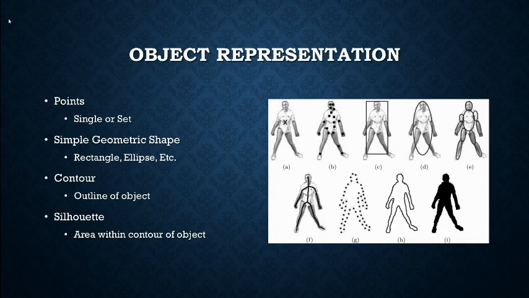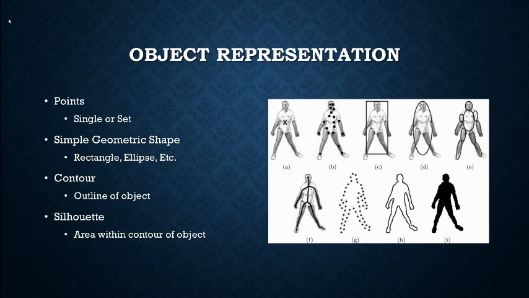Now, when it comes to object representation, there's a few ways you can do this. You can just represent an object by a point, like at its center, as in A here, or you can represent it as a group of points, like in B. You can also use simple geometric shapes, such as a rectangle or ellipse, seen in C and D. E is a more complex combination of simple geometric shapes. It basically is building kind of a segmented body, so you can deal with articulation and the different kinds of movement that come from that.